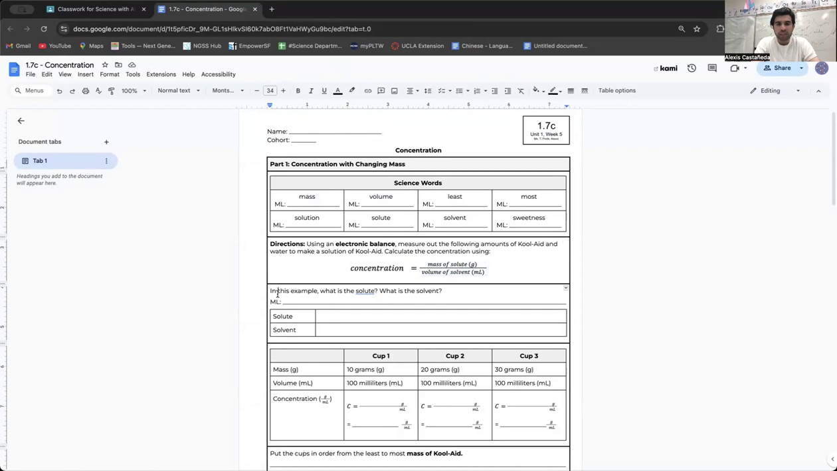So the first thing it's asking you here, in this example, what is the solute and what is the solvent? So a solute, students, as a reminder, is something that dissolves inside of water. A solvent is the liquid that dissolves the solute.